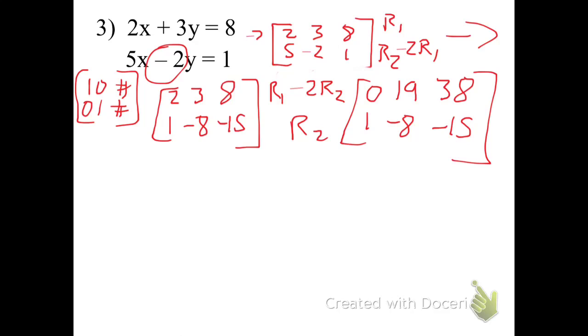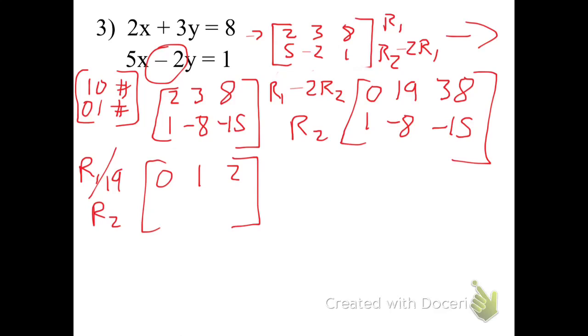I noticed this top row, I do have 0 and then 19. Well, to get that 19 to turn into a 1, you just divide by 19. So we're going to take that first row, and we're just going to divide the whole thing by 19, and we'll leave row 2 the same for now. So first row, well, 0 divided by 19 is 0, 19 divided by 19 is 1, and 38 divided by 19 is 2. Second row, you're looking at 1, -8, -15.